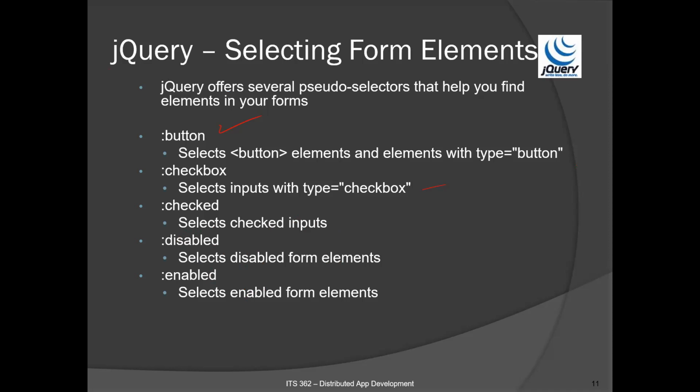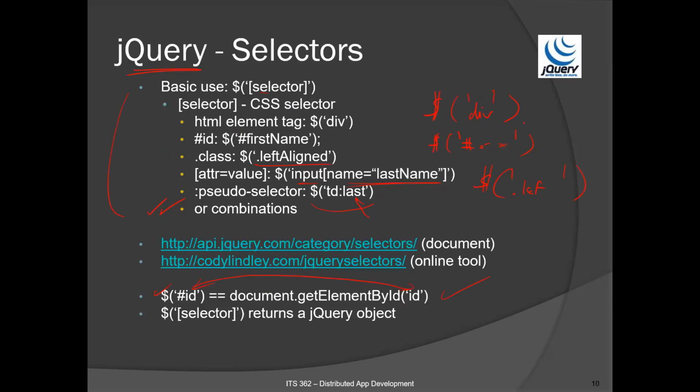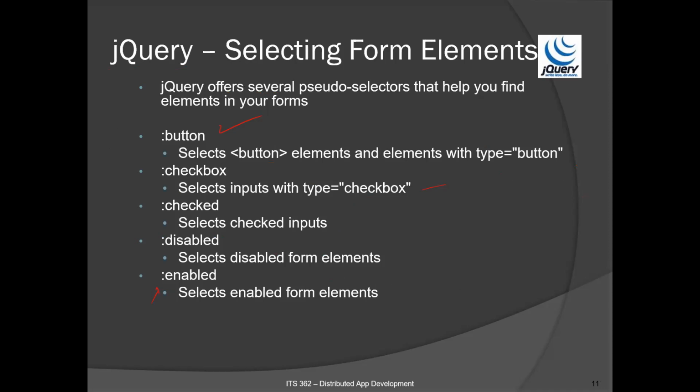You'll see the use of a colon. You've seen it already in one of the previous slides. This allows you to specify more detail, right? So you can say something like a tag, then a colon, and then a specifier. That will give you these pseudo selectors that help you find elements in your form. Okay, so that's an important aspect of this.